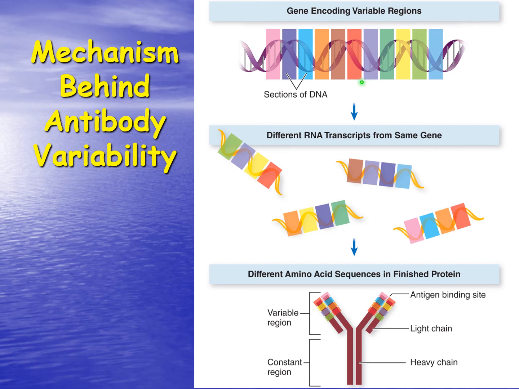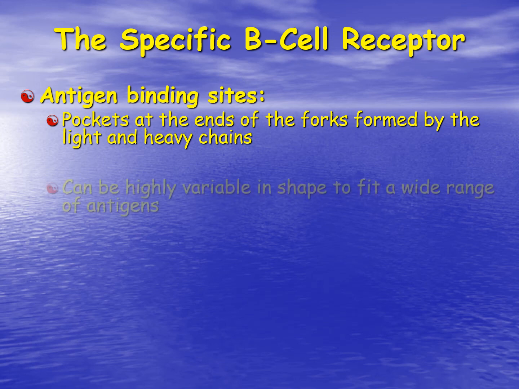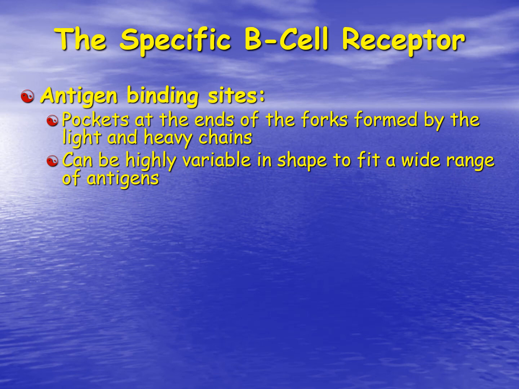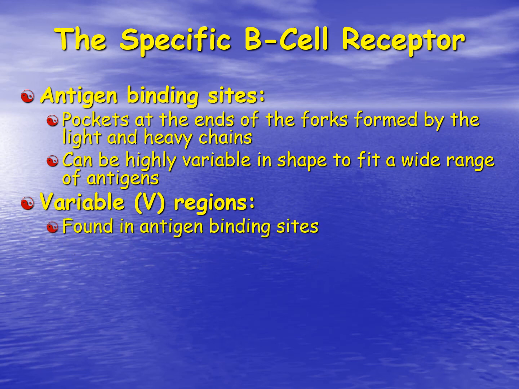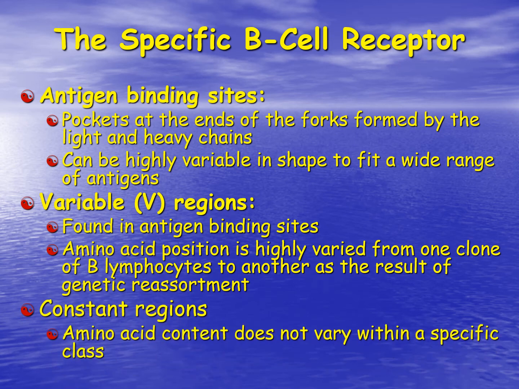Genes that encode for the variable regions will actually make different protein sequences that are found here in the variable region, and each one of these variable regions will be made to a specific antibody. The antigen binding sites of the B cell receptor are actually pockets at the ends of the forks formed by the heavy and light chains. These can be highly variable in shape to fit a wide range of antigens. And within the variable regions are found the antigen binding sites. The amino acid position is highly variable from one clone of B lymphocytes to another as the result of genetic reassortment. The constant regions, the amino acid content within the C regions, does not vary within a specific class. That's why we can use them to identify what class of antibody we have.